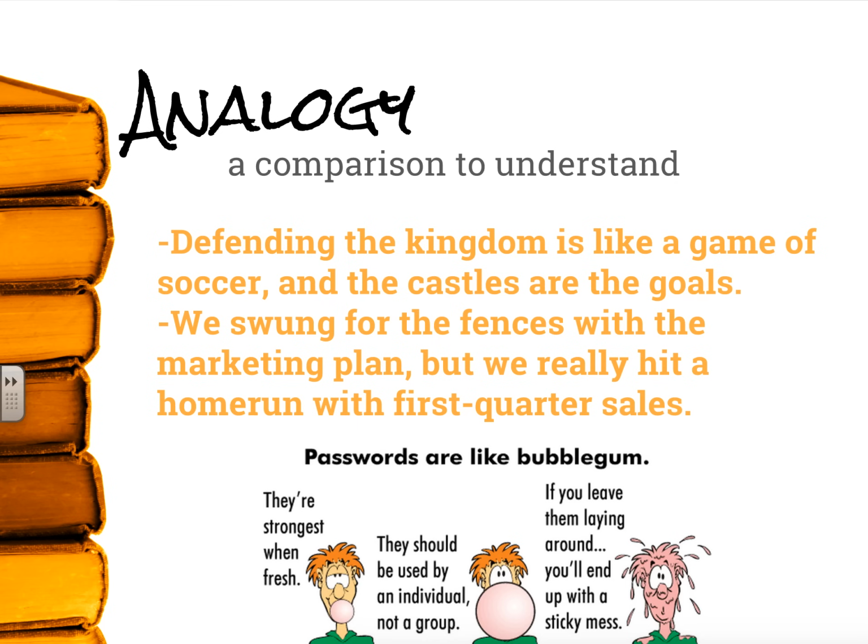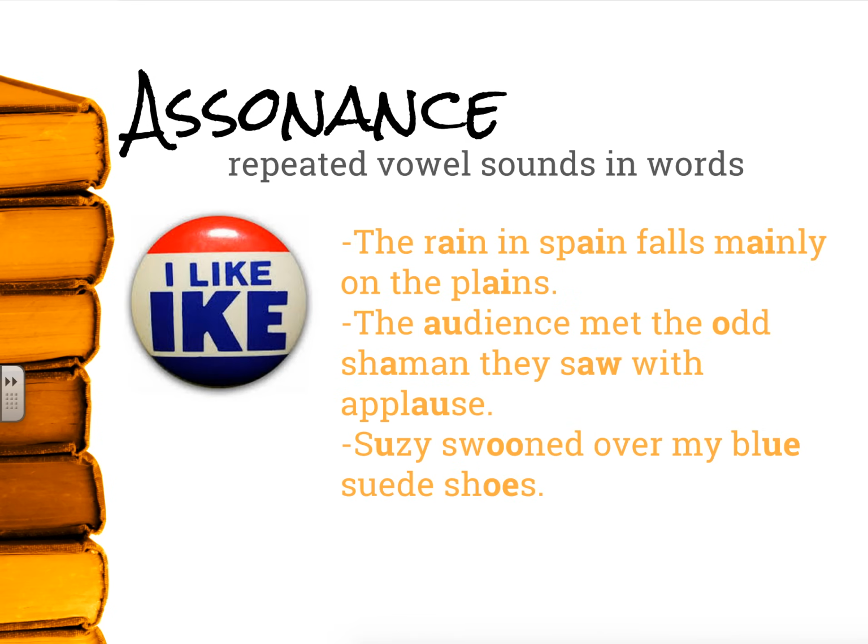Or you might hear a business executive saying, "We swung for the fences with that marketing plan, but we really hit a home run with our first quarter sales." Both of those happen to use sports analogies to help people understand other things. And here's a funny little one, and also something very important to remember. Passwords are like bubble gum. They're strongest when fresh. They should be used by an individual, not a group. And if you leave them laying around, you'll end up with a sticky mess.